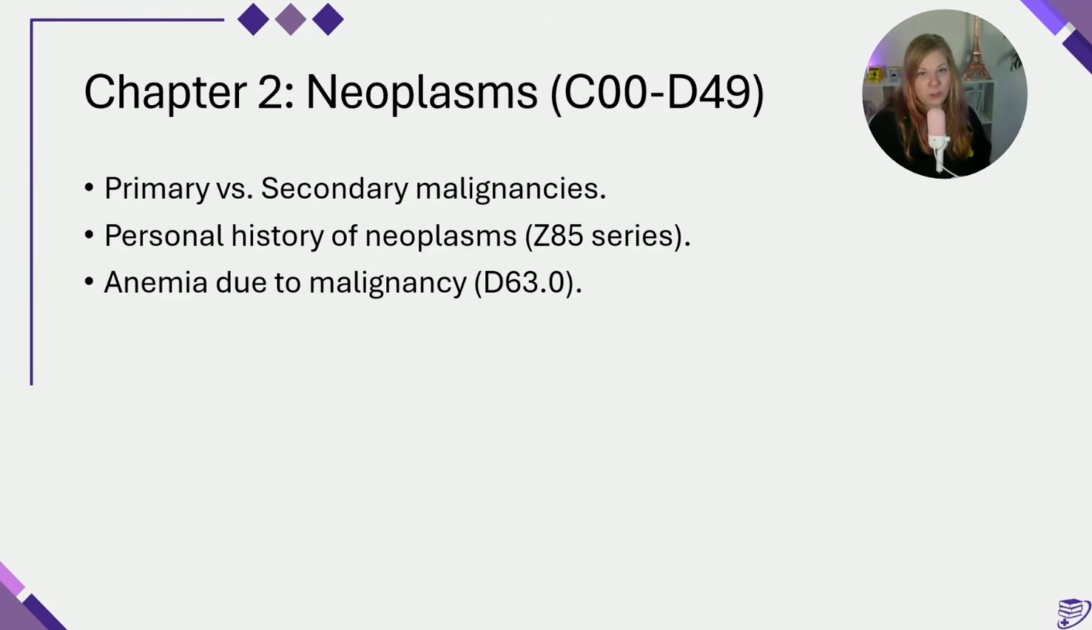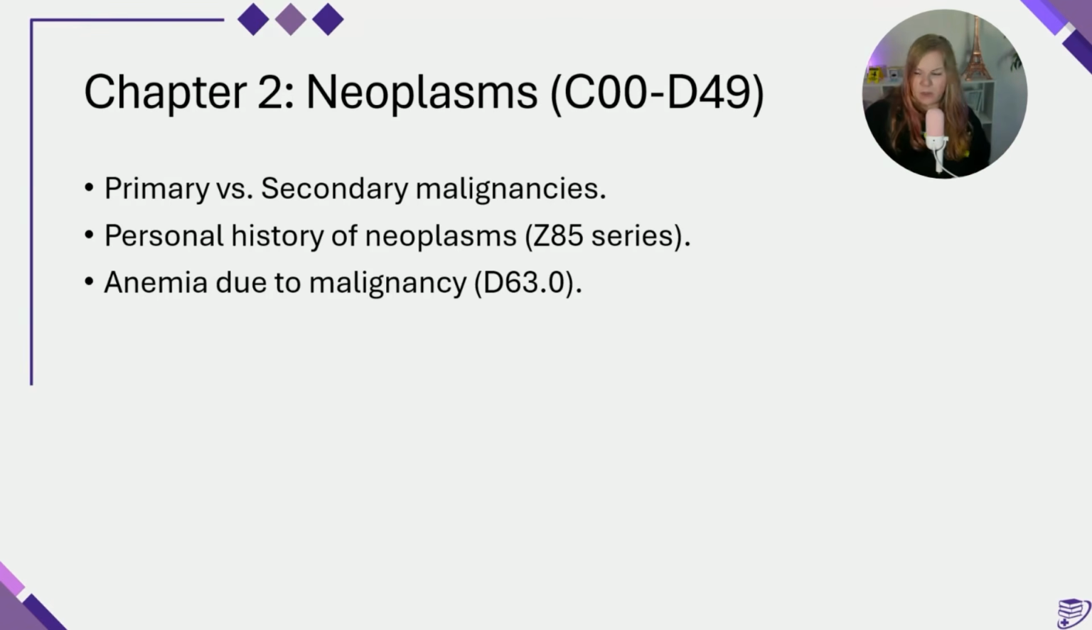When we move on to chapter 2, that is our neoplasms. So our growths, our cancers, our lumps and bumps. So one of the important things to remember here is how to code for our primary versus secondary malignancies and how we organize them as far as which comes first, which comes second.